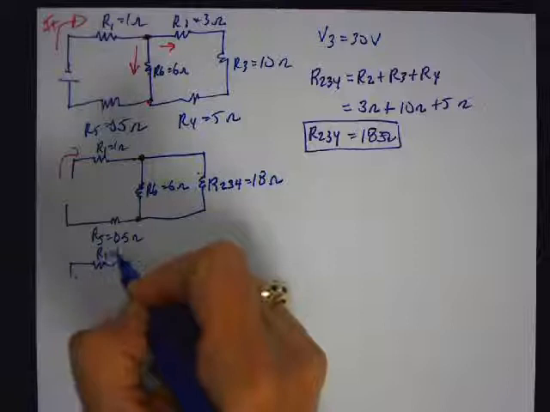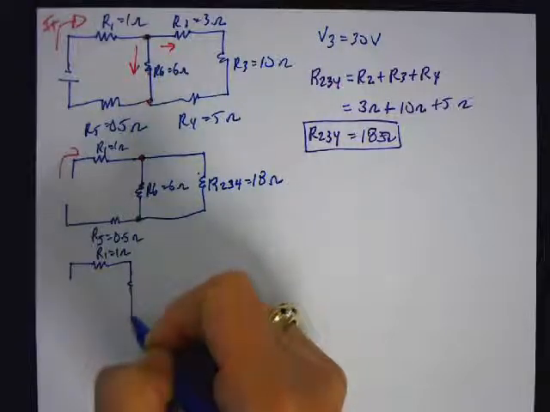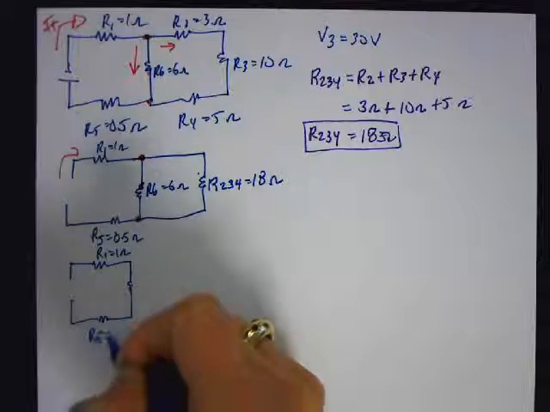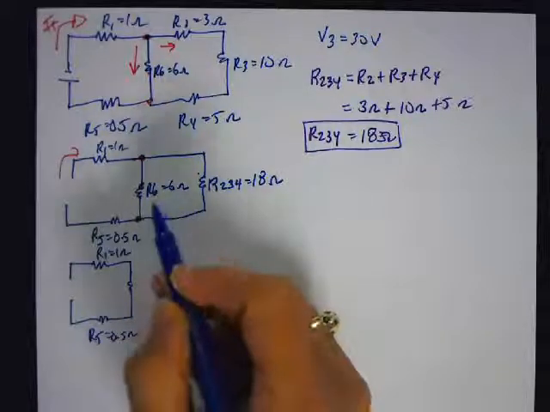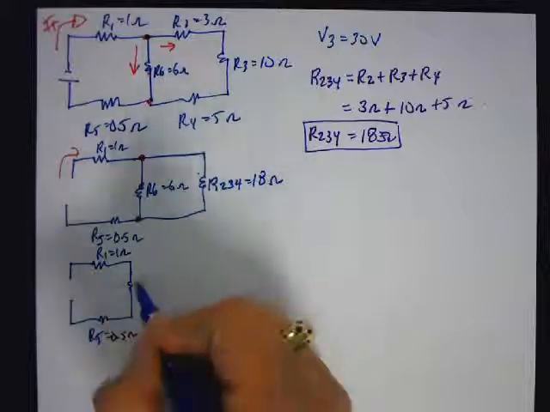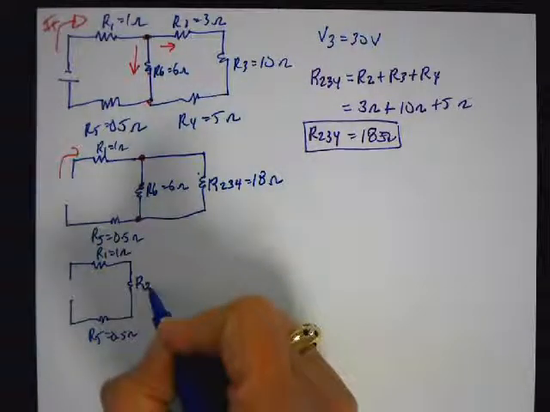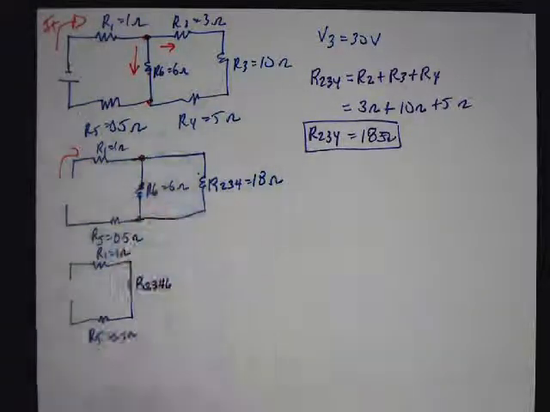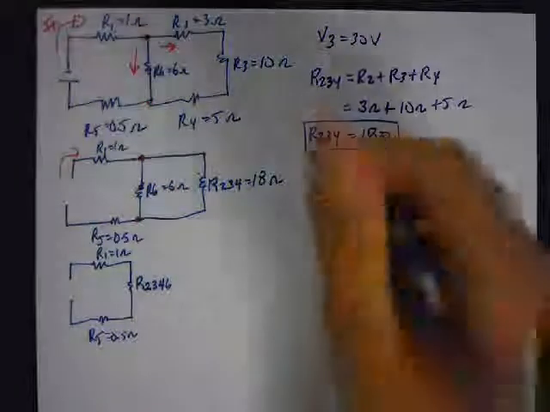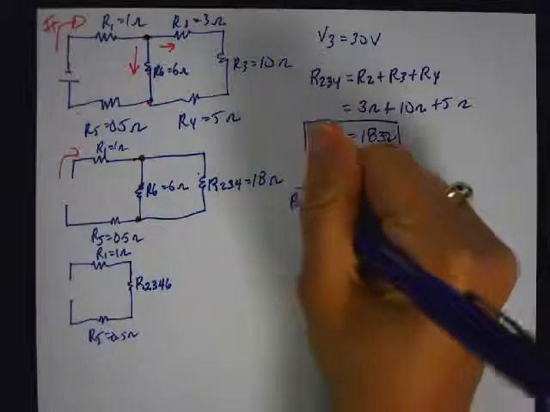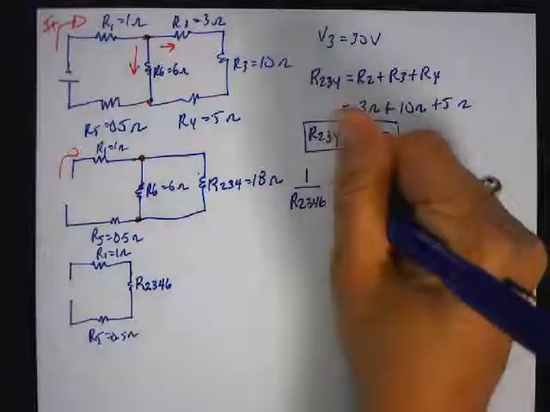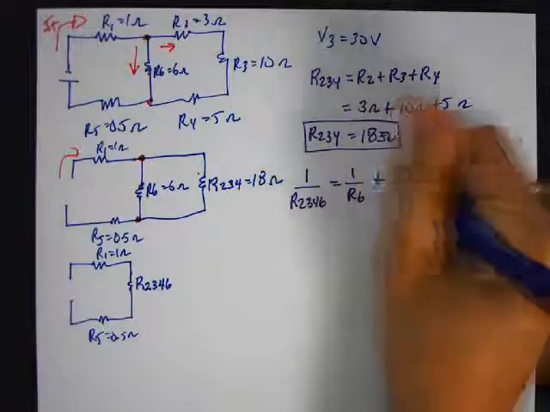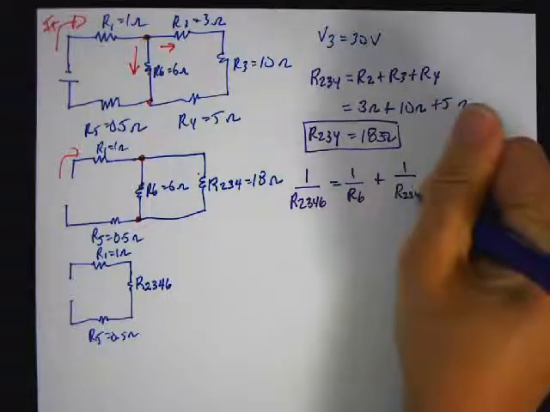I have R1 is equal to 1 ohm. I'm going to leave R5 alone. And instead of R6 and R234 in parallel, I'm going to have a resistor I'm going to call R2346. Now to find out what the resistance of that equivalent resistor is, these two are in parallel. So I need to add them in parallel. So 1 over R2346 is equal to 1 over R6 plus 1 over R234.